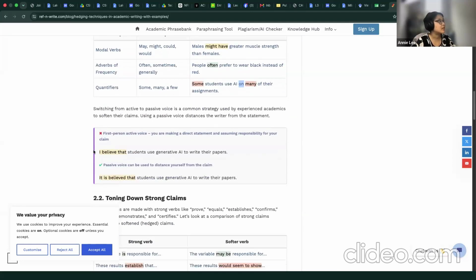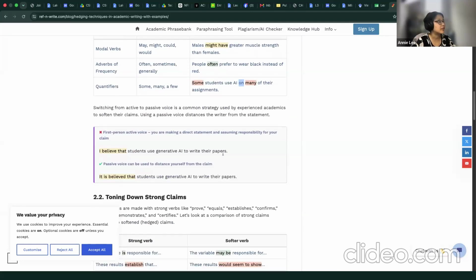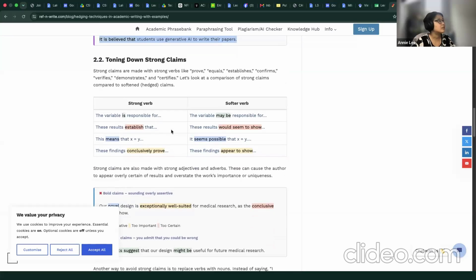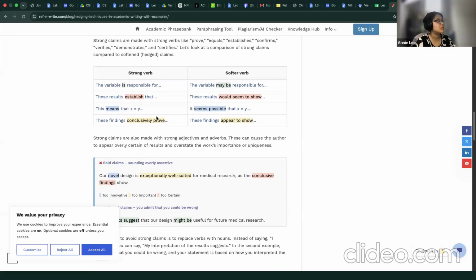Yeah. So, I believe that students use generative AI to write their paper, nice and strong. Sorry, first person. It is believed that students use generative AI to write their paper, not as strong. Yeah, so you might tone down strong claims. So the variable is responsible, may be responsible. Results established. Results would seem to show that. This means it seems possible.